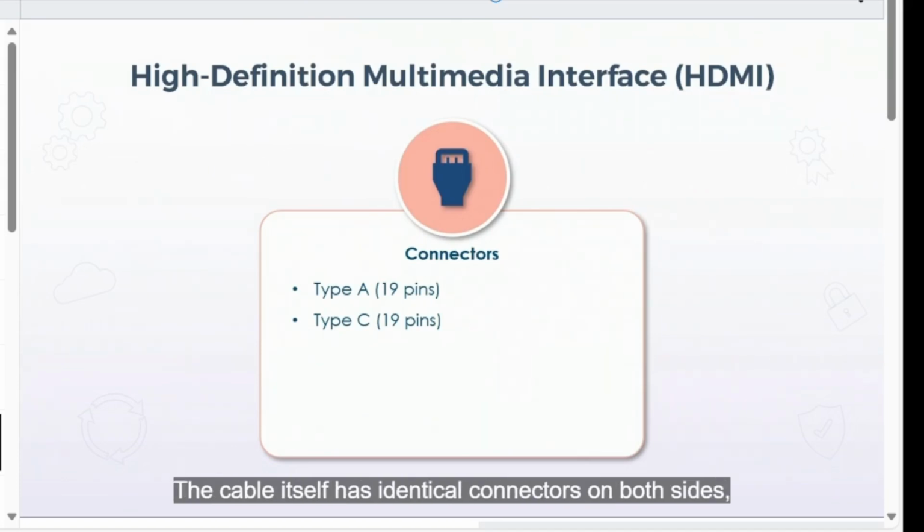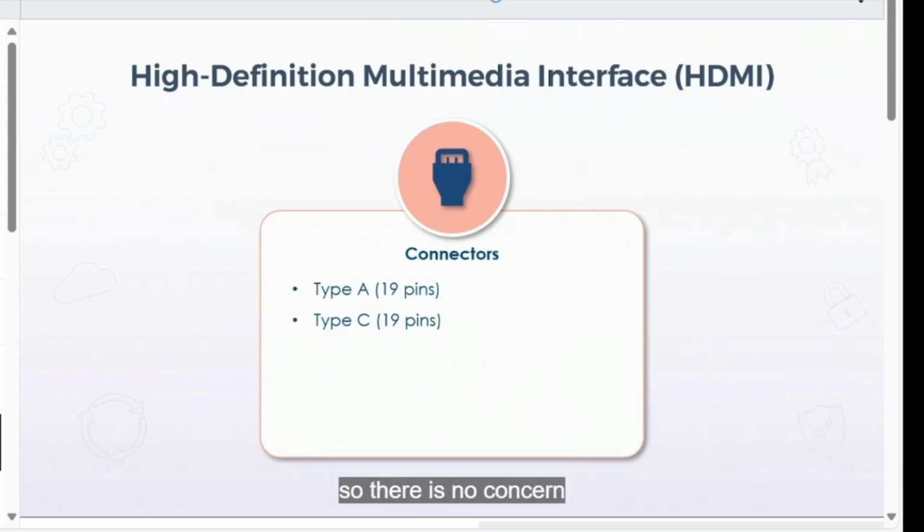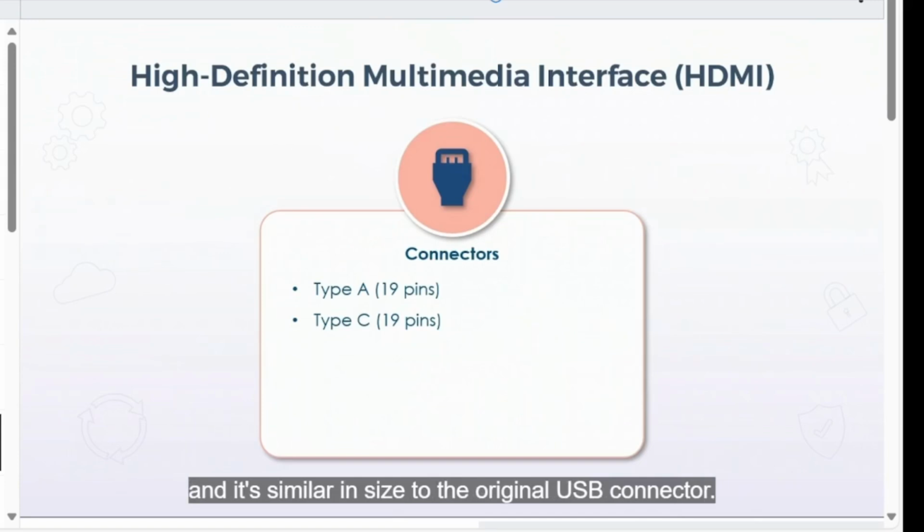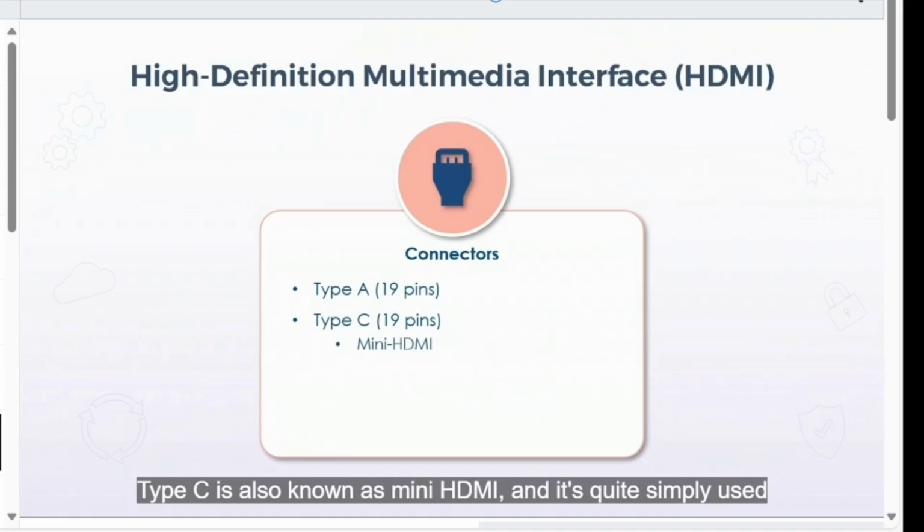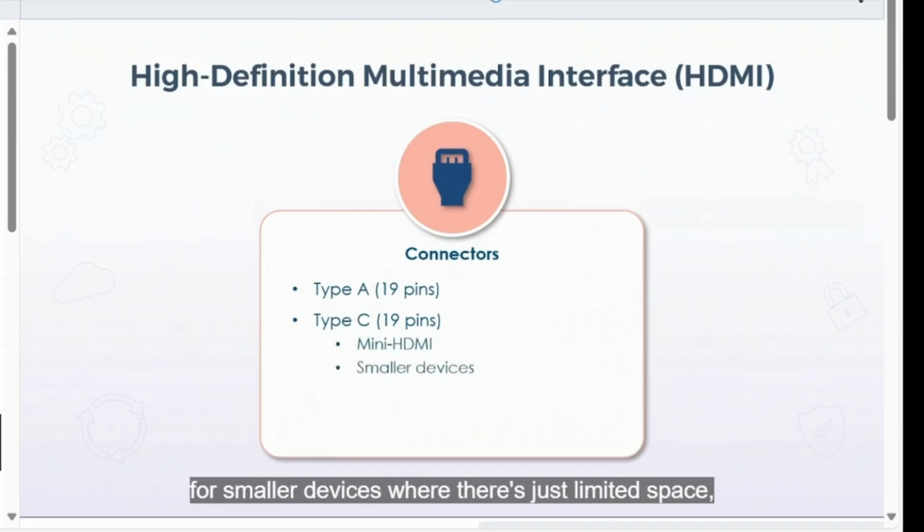The cable itself has identical connectors on both sides, so there is no concern for the male versus the female, and it's similar in size to the original USB connector, but it borrows slightly, if you will, from the D-sub connectors in that it's wider along the top than on the bottom, so it can't be inserted upside down on either end. Type C is also known as mini HDMI, and it's quite simply used for smaller devices where there's just limited space, such as on a tablet or even a mobile phone.